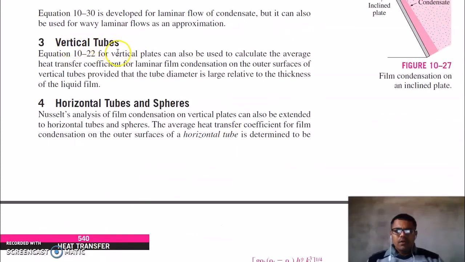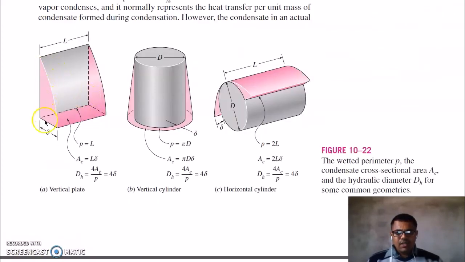Vertical tubes. Up to now we had developed relations for plates, convective heat transfer coefficient, but vertical plates can also be used to calculate the average heat transfer coefficient of laminar film condensation on the outer surface of vertical tubes, provided that the tube diameter is large relative to the thickness of the liquid film. So the relation which we had developed can be used in this case. You can see it can be treated the same way if the diameter of the tube is very large and the thickness of this film is very small.